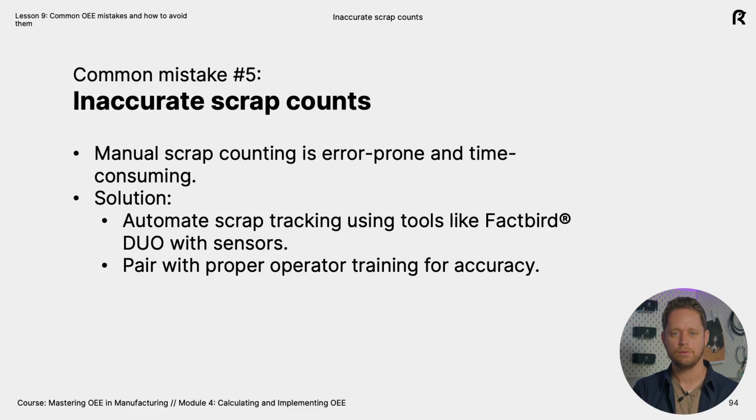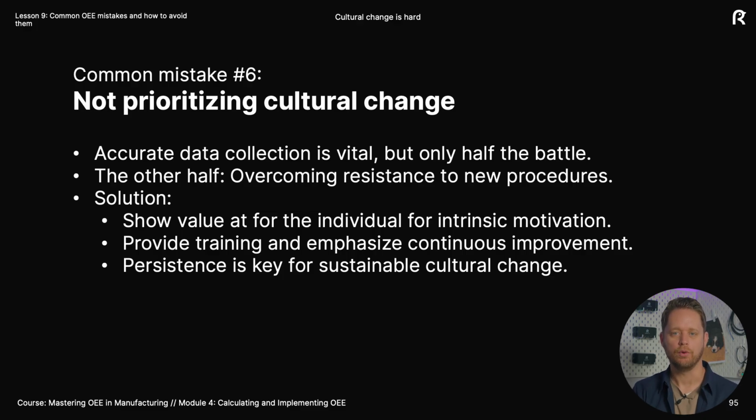The most common issue we see when measuring quality in OEE is inaccurate scrap counting. It's typically a time-consuming process performed manually by operators and prone to human error. Fortunately, solutions for these problems can be found thanks to modern manufacturing intelligence tools and professional change management services. You can track scrap automatically when pairing IoT edge devices like Factbird Duo with a sensor and proper training about where to place scrap.